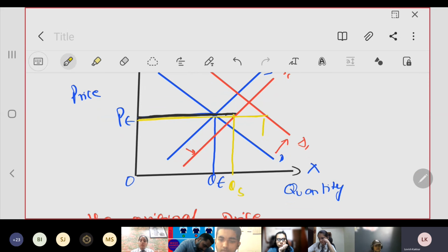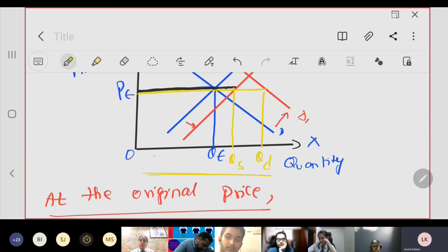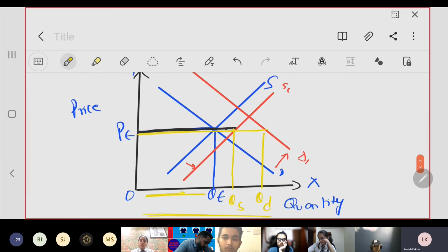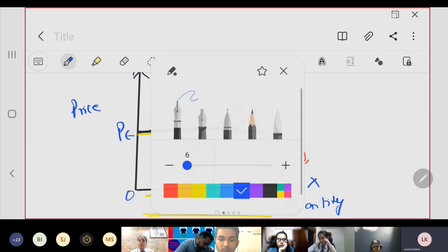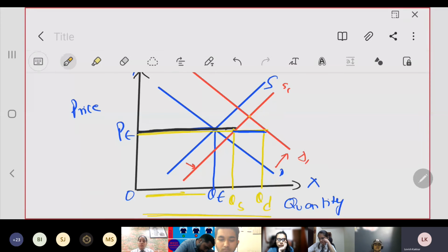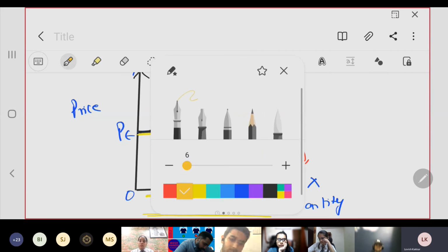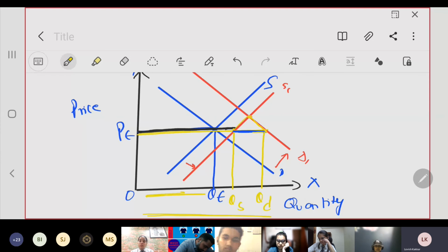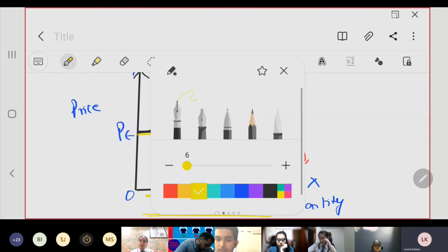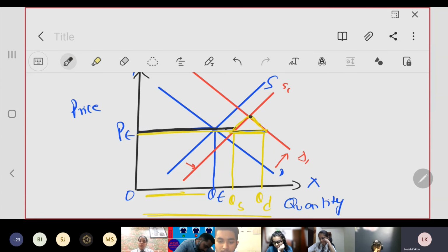Or you can also do this: quantity supplied, quantity demanded. So this is quantity demanded and this is quantity supplied. So clearly there is a situation of excess demand and that demand is this. This is excess demand. Remember, whatever excess demand or excess supply you get, that gives you the base of the triangle. So this is the top vertex. I know where I need to reach, at this black point. I know this is the new equilibrium.